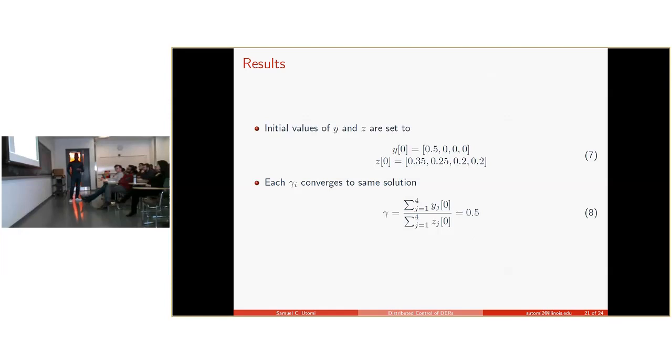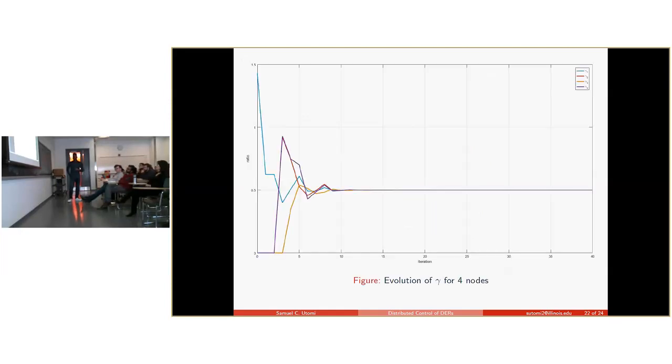They should converge to the result 0.5 here, which is the summation of their initial values divided by each other. And here you see that process happening. Each one here corresponds to the gamma of each node in the network. And you see here that after some time, they eventually converge to the appropriate value, which is 0.5.